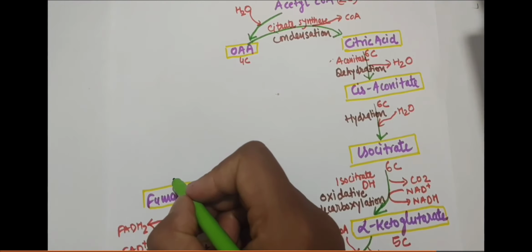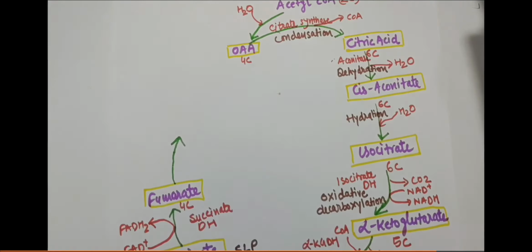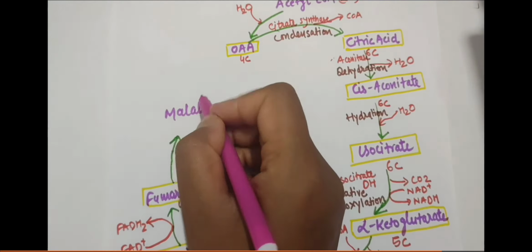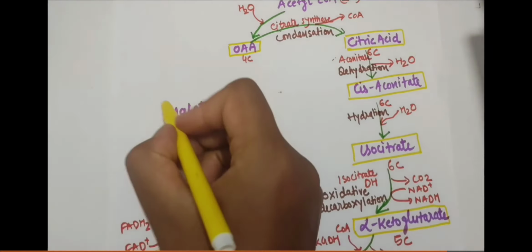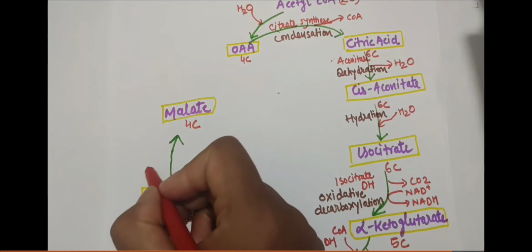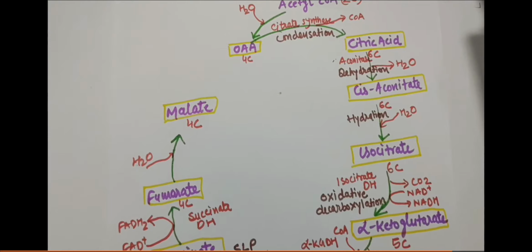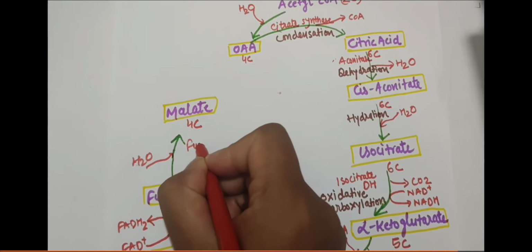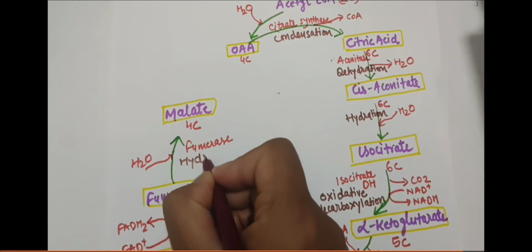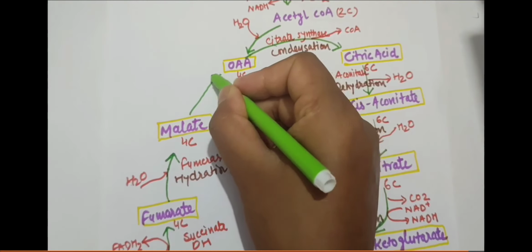Further, fumarate converts into malate, which is a 4 carbon compound, and here water is added. So the enzyme is fumarase, which converts fumarate into malate. This step is known as hydration, as water is added here.